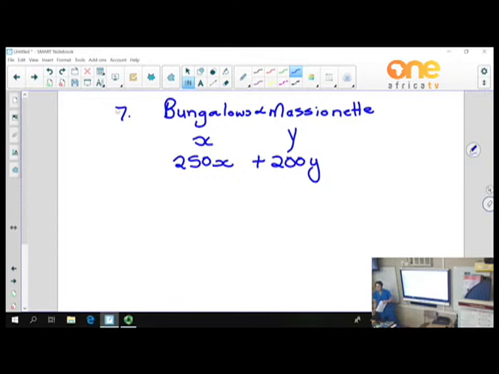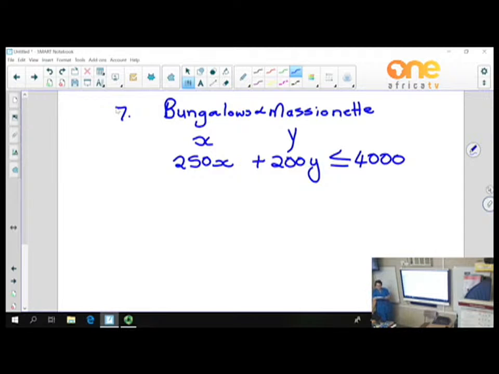And now what is the maximum land that I have here? So what should the inequality be? Yes, less than or equal to 4,000. You don't have more land. This is what you have.